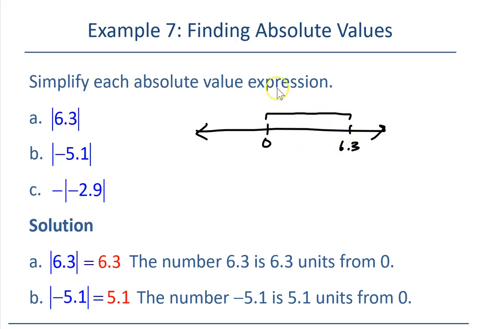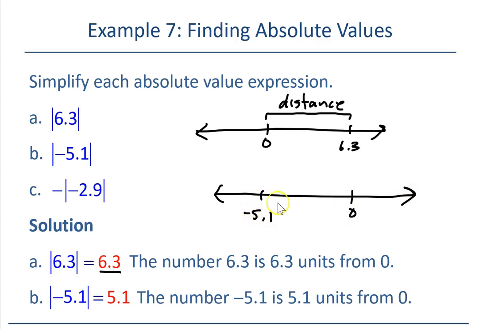Because remember, this is going with distance. Okay, that's why it's never negative. So that's how come this is 6.3. Well, negative 5.1, the absolute value of that is 5.1. Well, that is because, okay, it doesn't matter about direction. We're looking at distance. If I have a 0 here and a negative 5.1 here, well, the distance from here to here is positive. Distance is always positive.